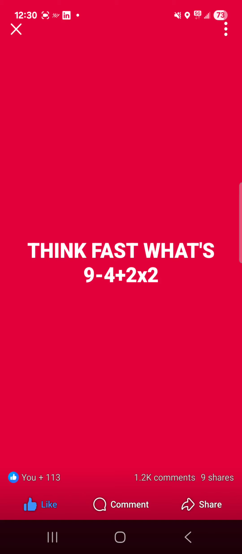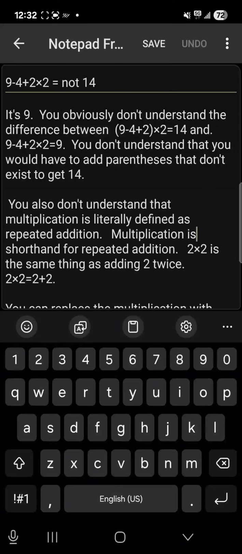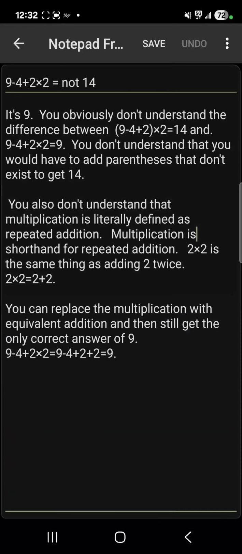And what we're seeing a lot of answers of 14, which is wrong, 1, which is wrong, and 9, which is correct. And let me say that if you're getting the answer of 1, you've heard of the order of operations, but you don't understand it. If you're getting 14, you really don't understand the order of operations at all. If you're getting 9, you're getting the correct answer because you do understand the order of operations. I want to cover this a little bit here with this explanation.